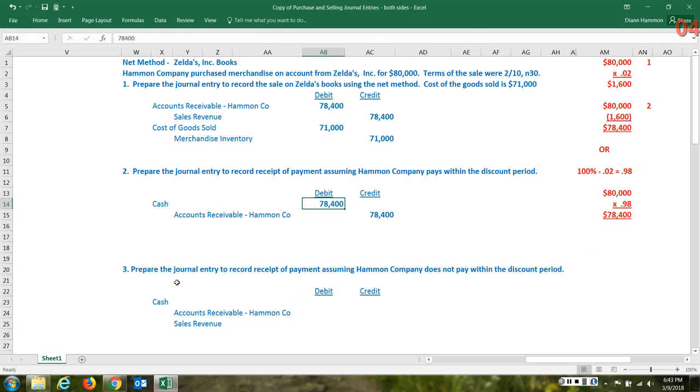Now for the third item. Here let's assume that Hammond Company does not pay within the discount period. So how much do they owe the company in this case?